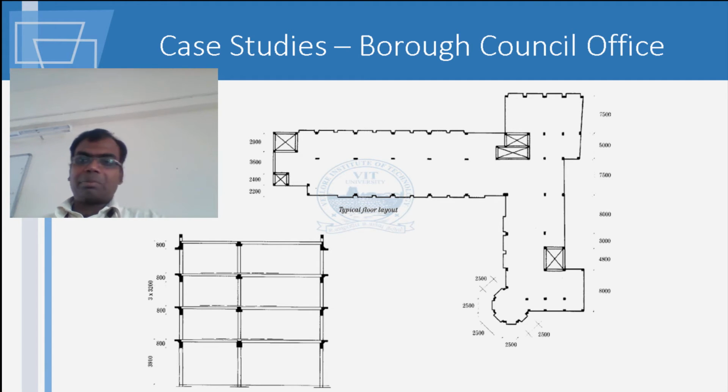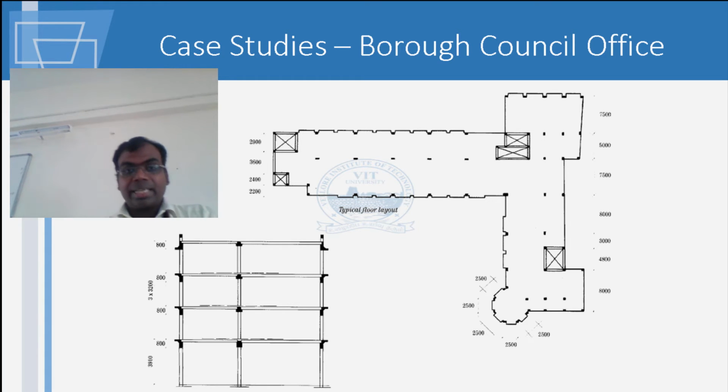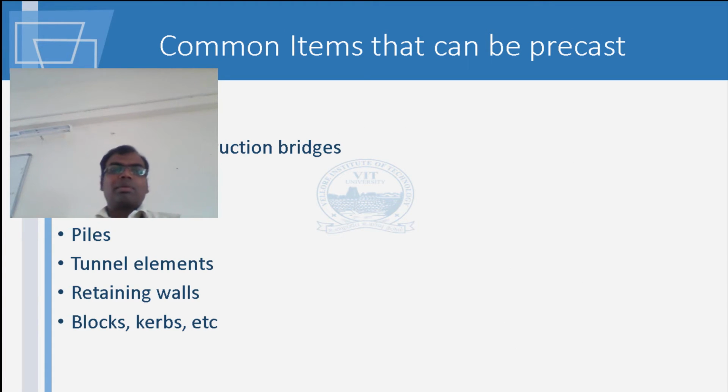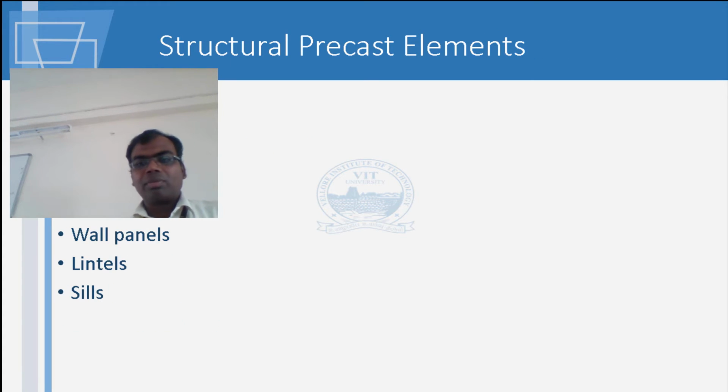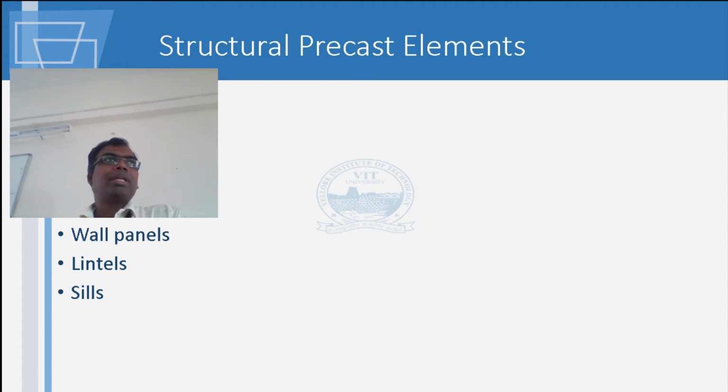Unfortunately, I missed getting the photograph of this, but in any case, whenever you see this X, it means there's an opening. So lift shafts, you name it, you are going to be able to put it in a precast structure also. So these are some of the common structural elements which you can precast.